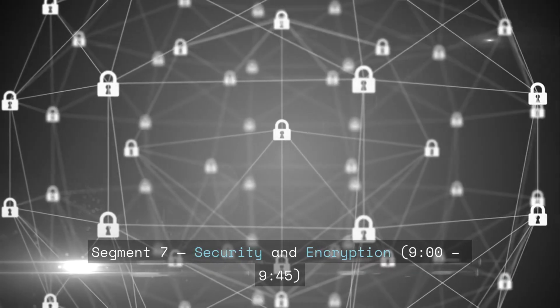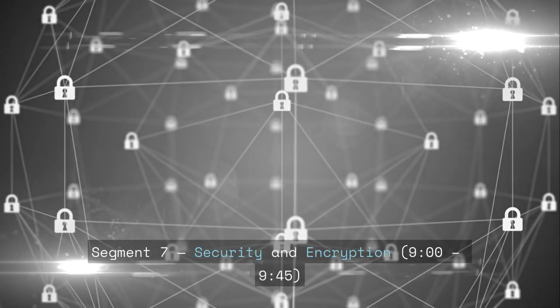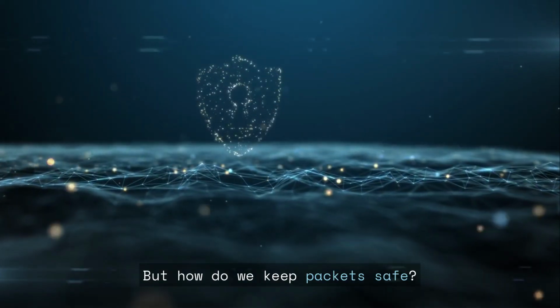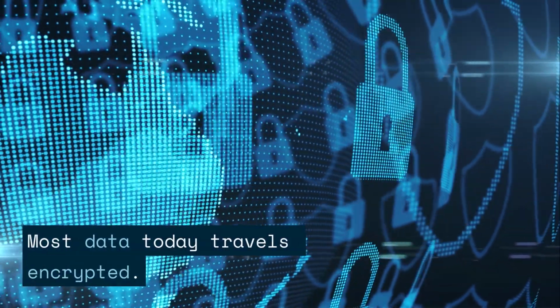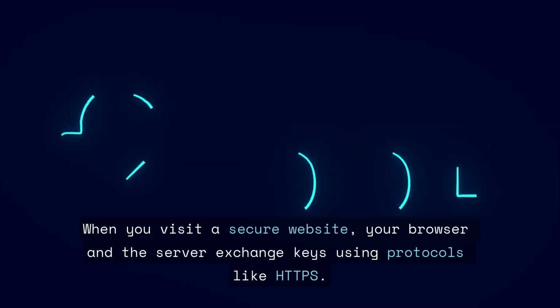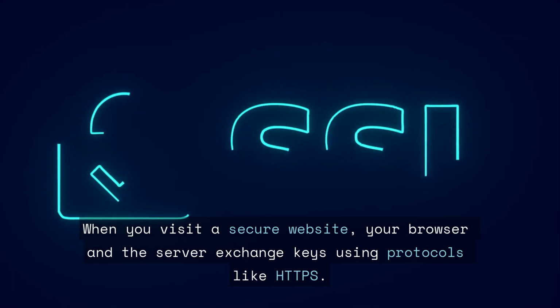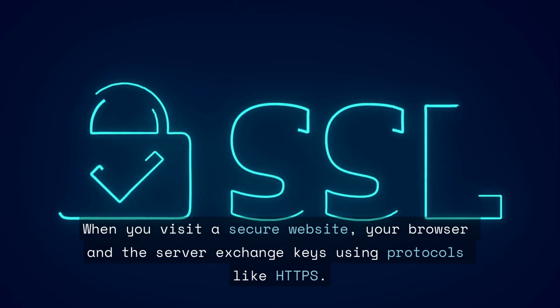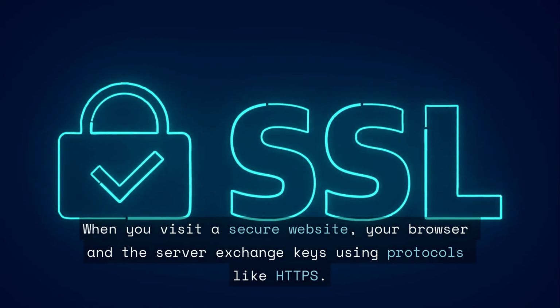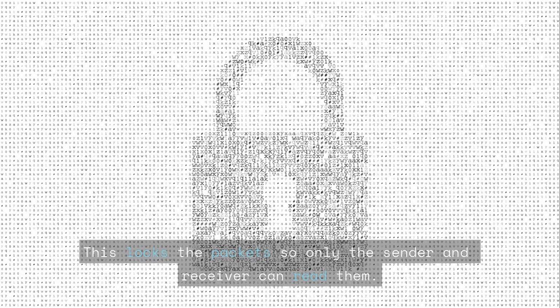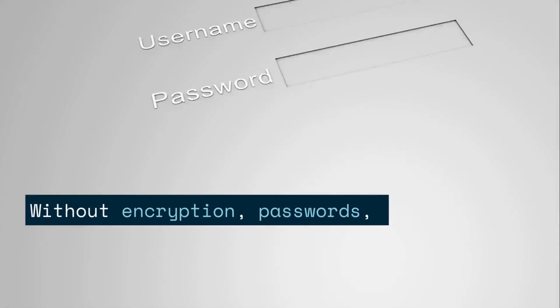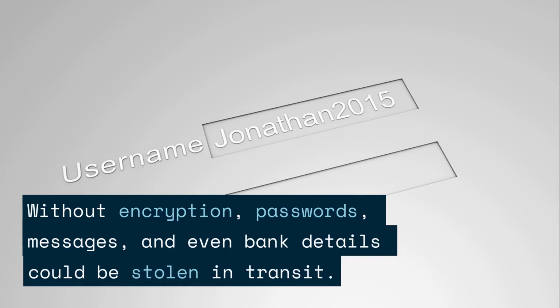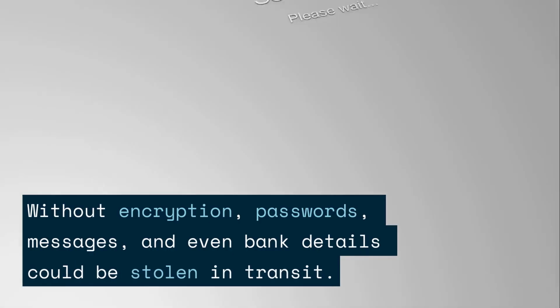Segment 7. Security and encryption, 9 o'clock to 9:45. But how do we keep packets safe? Most data today travels encrypted. When you visit a secure website, your browser and the server exchange keys using protocols like HTTPS. This locks the packets so only the sender and receiver can read them. Without encryption, passwords, messages, and even bank details could be stolen in transit.